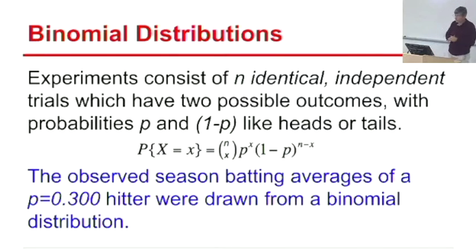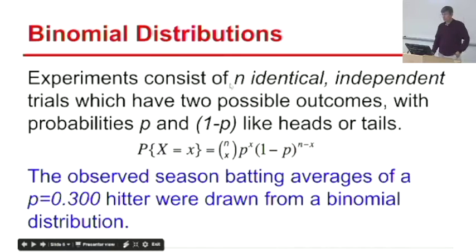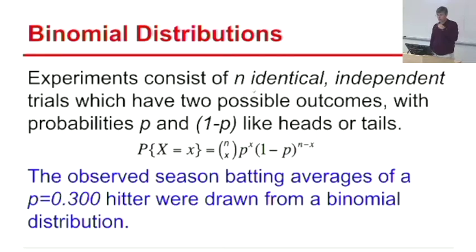Okay, so the first distribution is something that you're presumably all familiar with, which is a binomial distribution. In a binomial distribution, you've got data that's coming from a bunch of independent trials where there are two possible outcomes. A coin, for example, can come up heads or tails.